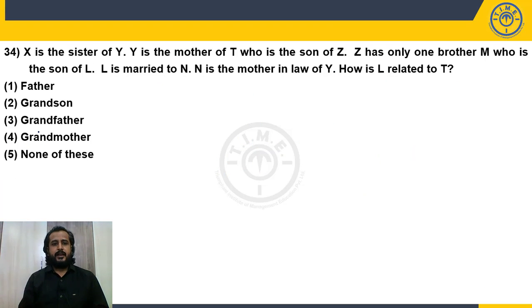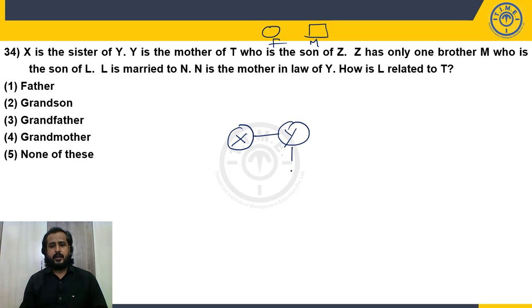Next, blood relation. X is a sister of Y. As and when going through the information, extend the arrangement. That is we can do in blood relation, right? X is a sister of Y. So X is female. So female I am taking circle. Male I am going to take box. X is a sister of Y, but we don't know the gender of Y. Y is the mother of T. So Y will be female and mother, above generation.